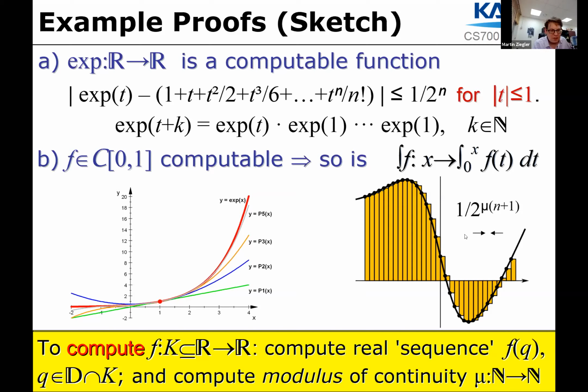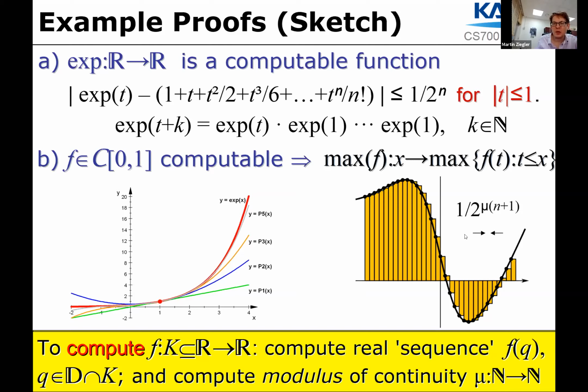So if we evaluate the function approximately up to error 2 to the minus mu of n plus 1, up to error 2 to the minus n plus 1, then adding both errors, the tail error from taking finite Riemann sums, and the error from approximating all the function values together add up to yield a guaranteed error bound of 2 to the minus n for the Riemann integral. Okay, so that concludes the proof sketch of the second operator to map computable functions to computable functions.